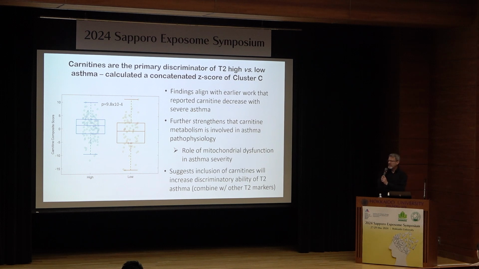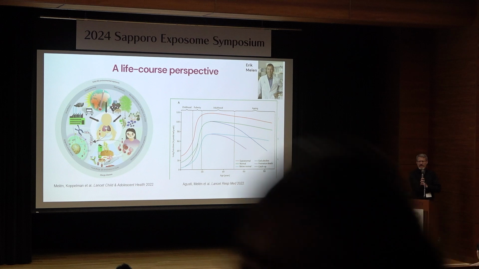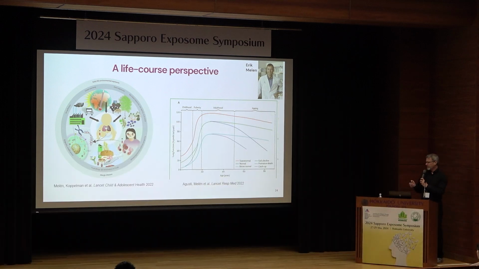And it suggests that we need to include carnitine levels as part of a panel for doing molecular phenotype approaches in asthma. But what people are more interested in here today, I assume, is trying to understand how we want to put this in the context of life exposures. And so, working with a colleague at the Karolinska, Dr. Erik Melén, who showed up here. He's a pediatrician working in asthma.